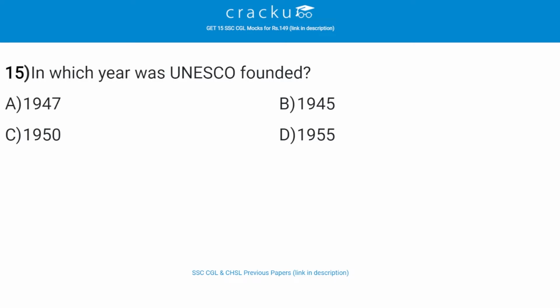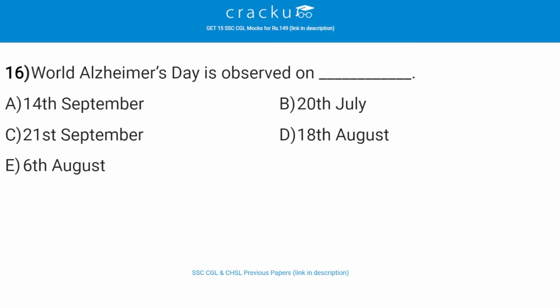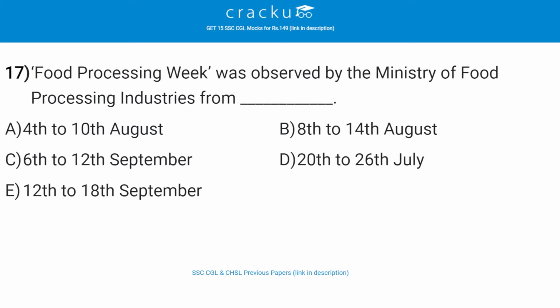In which year was UNESCO founded? The correct answer is B, that is 1945. So, UNESCO was founded in 1945 as the successor of the League of Nations International Committee on Intellectual Cooperation. And its constitution established the agency's goal, governing structure and operating framework. World Alzheimer's Day is observed on dash. The correct answer is C, that is 21st September.